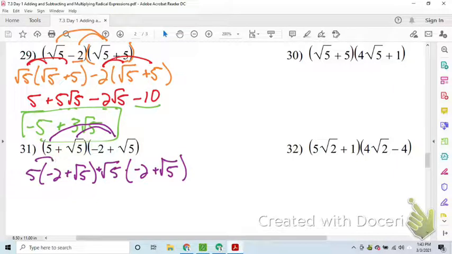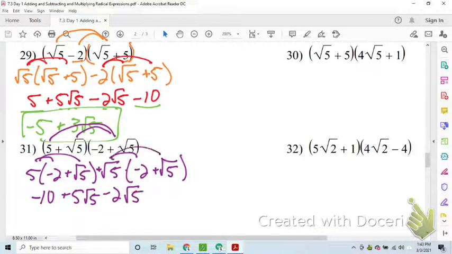Okay, so this will be -10. Yeah, it's looking like it is. Plus 5 root 5. Minus 2 root 5. And then plus square root of 25 is 5. So yeah, we end up getting the exact same answer as number 29.